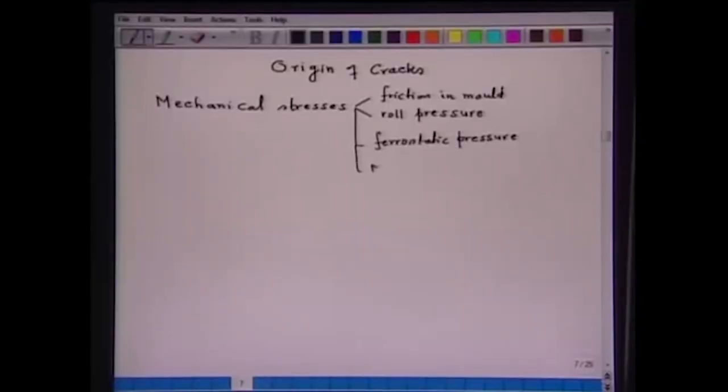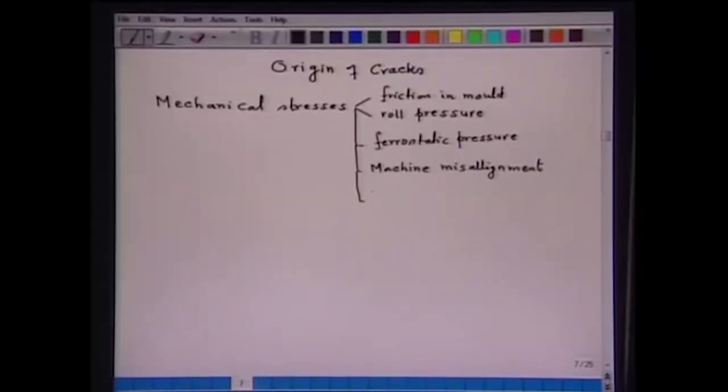Fourth, cracks can occur from machine misalignment, because continuous casting is a resultant of arranging ladle, tundish, mold, water spray, that is the secondary cooling zone, cutter and so on. And anywhere if some sort of misalignment has occurred, it can result in the problem. Then bending and straightening operation. Now you can imagine you have to bend, apply the force, again you have to straighten, you have to apply the force again. So these are the mechanical stresses which I thought of. After observing the continuous casting machine, if you find more, you may add them so that you understand.